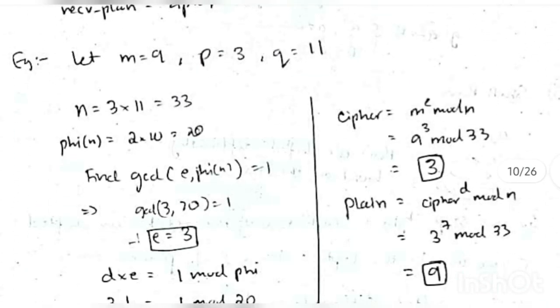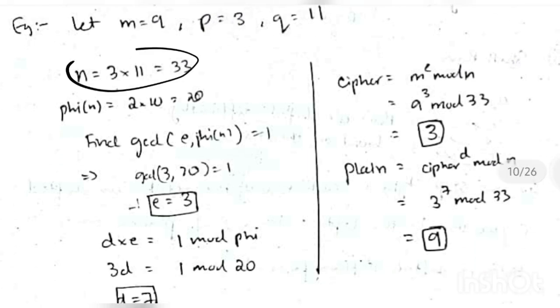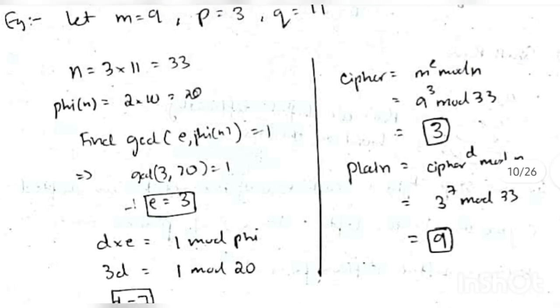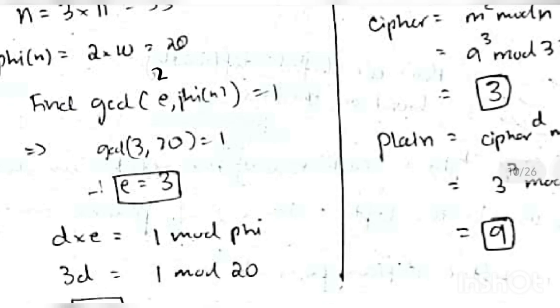If m is equal to 9, that's the message to be transferred. P and q are 2 prime numbers, 3 and 11. So find n value, which is 33. Find phi of n: 3 minus 1 is 2, 11 minus 1 is 10, 2 tens are 20. Find the GCD value. How you will find it is, you start from 2. 2 and 20, it's divisible, ignore it. Then go to 3. 3 and 20, it's not divisible, take the value of 3. So E will be equal to 3. Whatever value you get here, that's the value of E.